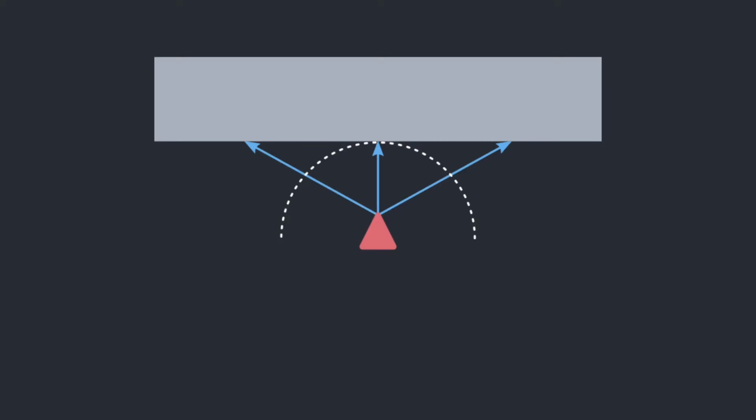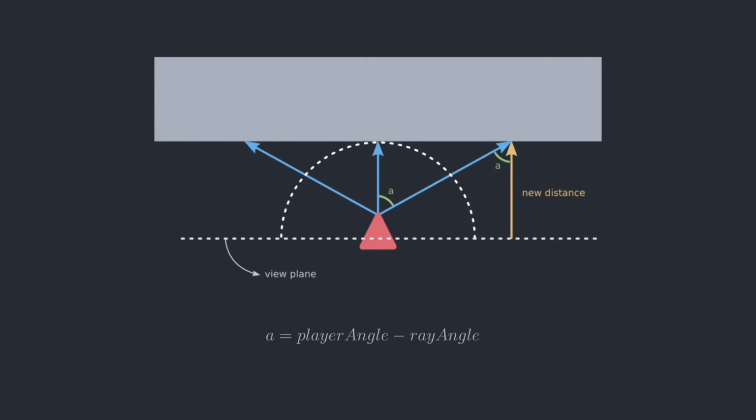To fix this, we need to stop measuring the ray distance from the player's position, but instead from the player's view plane. To find the value of this distance, we can use the cosine of this angle A here, which is the difference between the player's angle and the ray angle. We can then discover that the new distance is the old distance times the cosine of the angle A, and we can apply that to our code to fix the distance.